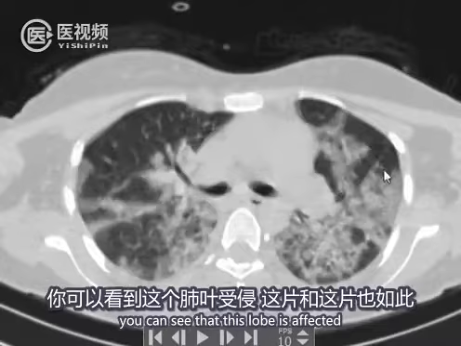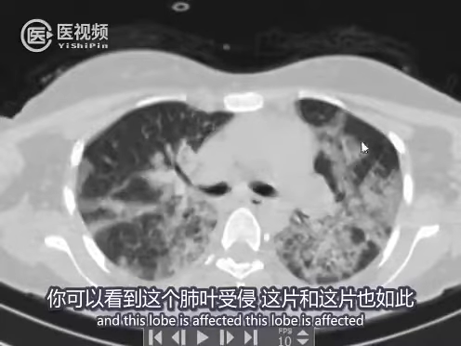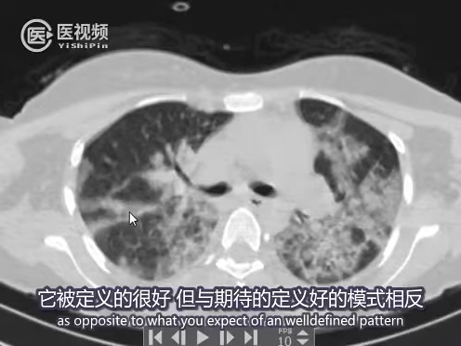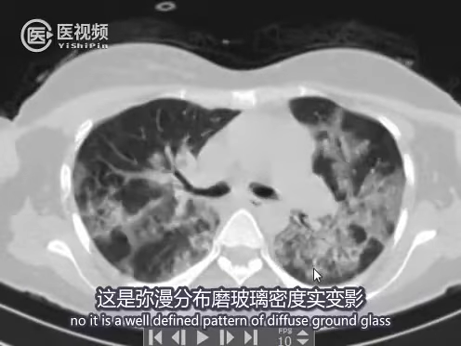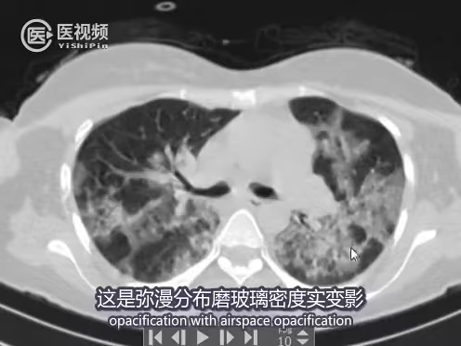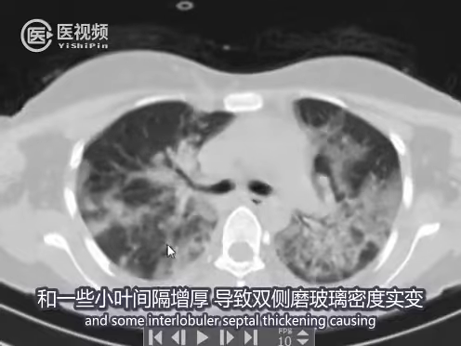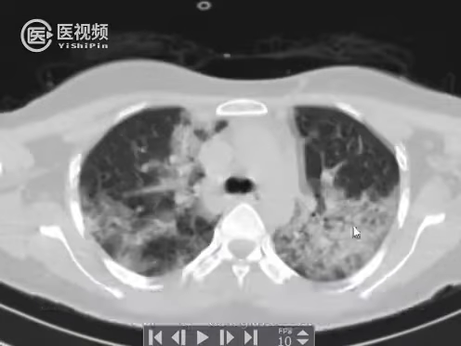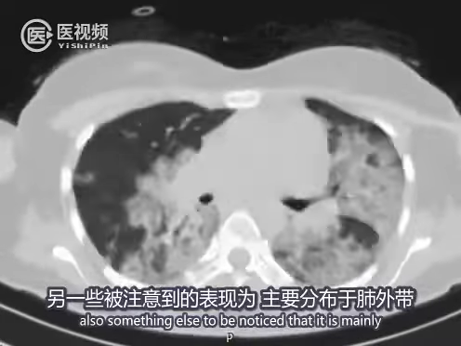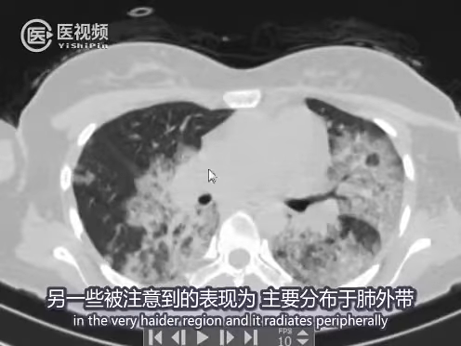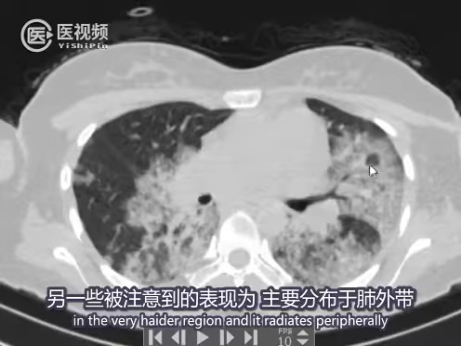You can see that this lobule is affected, and this lobule, and this lobule. It is very well defined, as opposed to what you expect of an ill-defined pattern. It is a well-defined pattern of diffuse ground glass opacification with airspace opacification and some interlobular septal thickening, causing bilateral ground glass opacities. Also, something else to be noticed, it is mainly in the perihilar region, and it radiates peripherally.